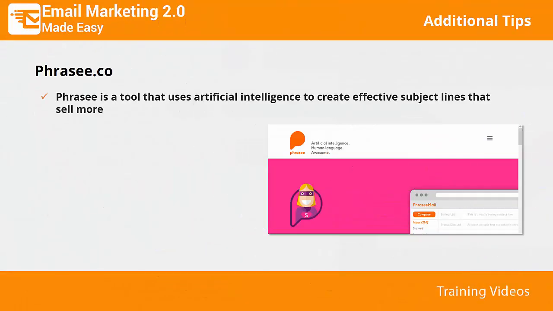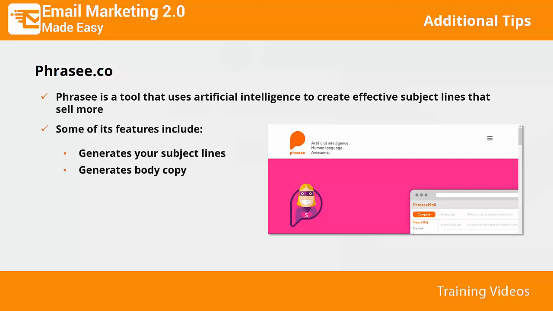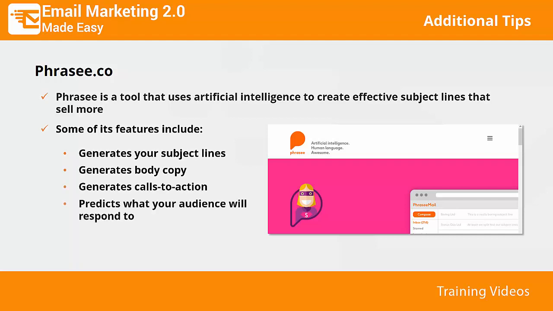Phrasee.co. Phrasee is a tool that uses artificial intelligence to create effective subject lines that sell more. Some of its features include: generates your subject lines, generates body copy, generates calls to action, and predicts what your audience will respond to. This tool is free.